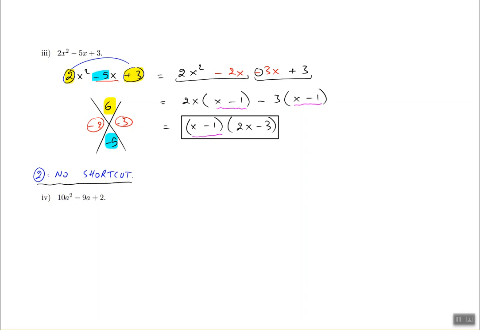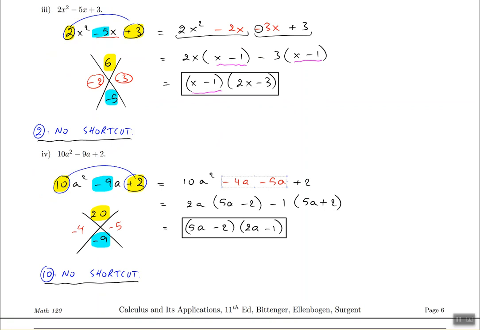Again, take a moment to pause the video and see if you can do the 10a squared minus 9a plus 2 using a similar strategy. So here's what my work looks like for this one. Again, we start off with the 10a squared minus 9a plus 2. Because of the 10 and because we have a trinomial, we have to do this little diagram method.